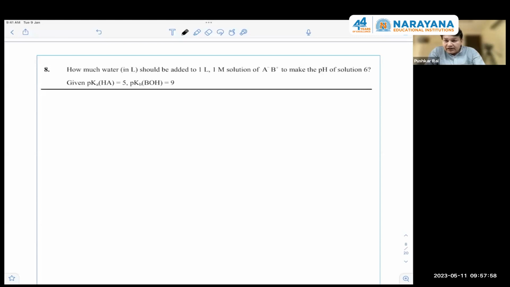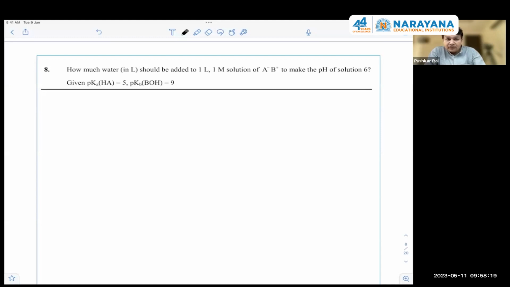So we are going to challenge the hydrolysis formula in this case, because everyone has mugged up that formula: pH is equal to half pKw plus pKa minus pKb. In this problem, we are going to break that formula. The problem is very simple. A 2-line solution is there.